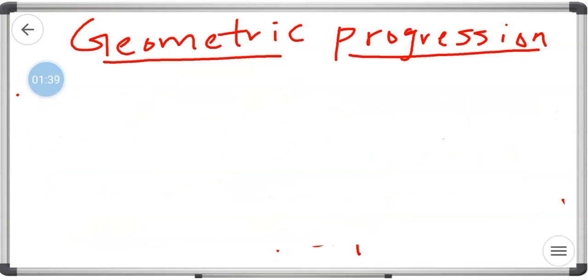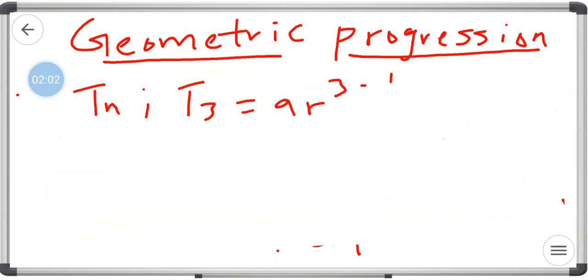Now back to the question. We're told the third and the sixth term. So instead of writing Tn, for the third term, that's T3 equals ar raised to 3 minus 1, because here our n is 3. And this will give us T3 equals ar squared. So that's for the third term.